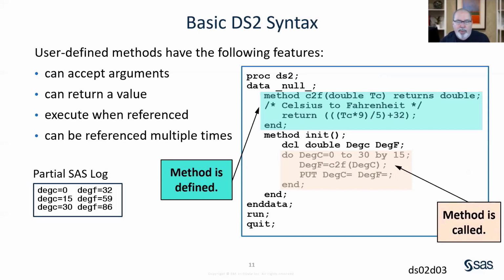Now, user-defined methods only execute when they're referenced by name, but you can reference them as many times as you'd like. So in this do loop, we are calling the C to F method several times, and you can see that it executed once for each call of the do loop routine.